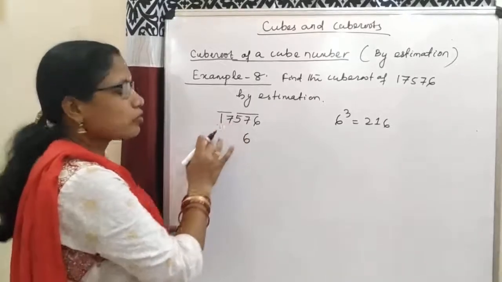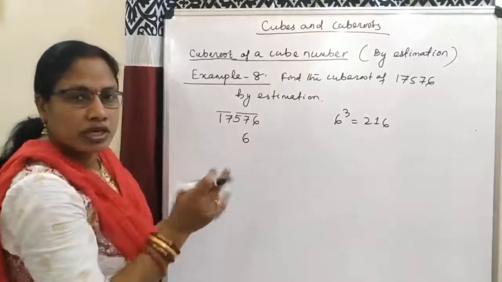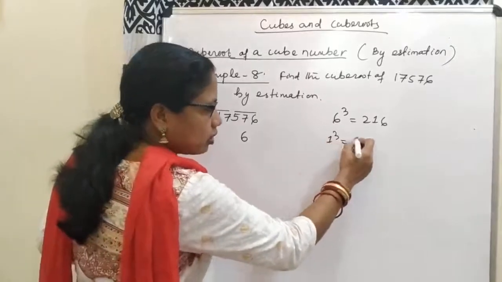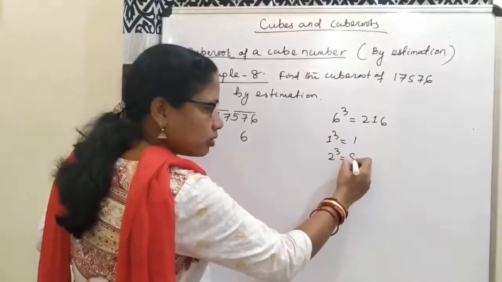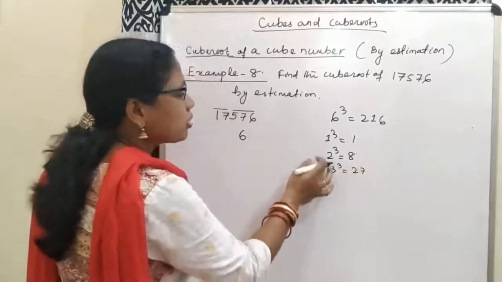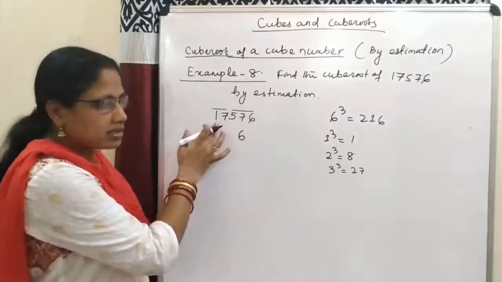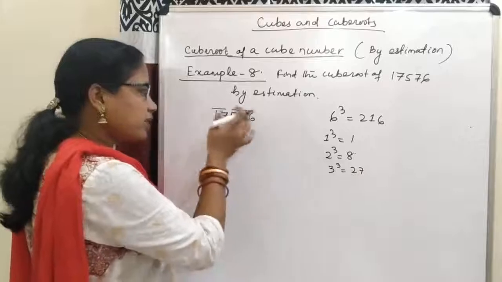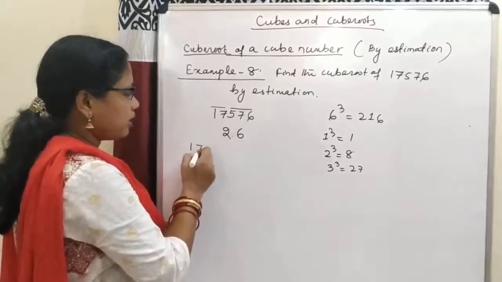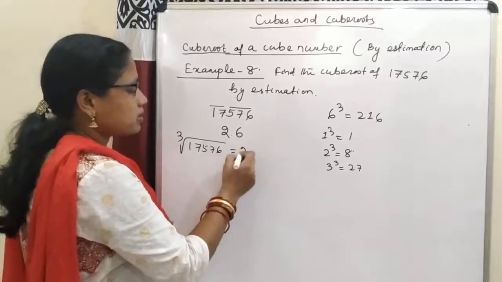Then the next group is 17. I have to find a number whose cube is less than 17. We know that 1 cube is equal to 1, 2 cube is equal to 8, 3 cube is equal to 27. Here 2 cube is equal to 8, which is less than 17, but 3 cube is greater than 17. So here I will take 2. So the cube root of 17,576 is 26.